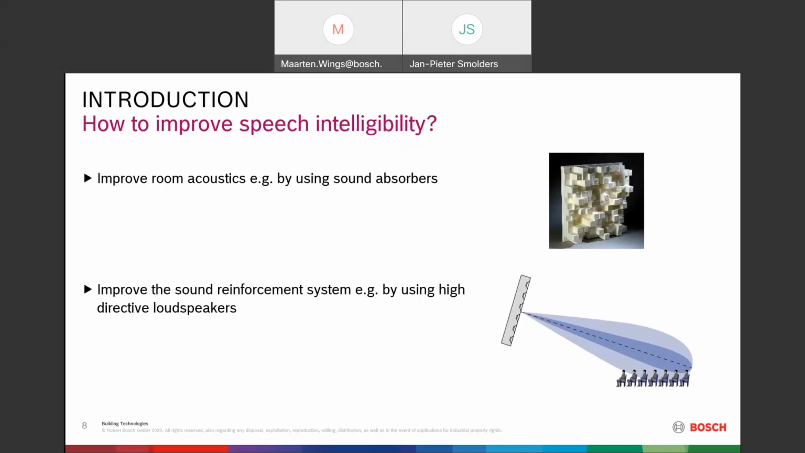Or you can improve the sound reinforcement system, for instance, by using these column speakers like you see here on the right. So you can aim it at where the people are standing or sitting. So aim it to the listening area. And with that, you will avoid reflections from, for instance, the ceiling or the walls.